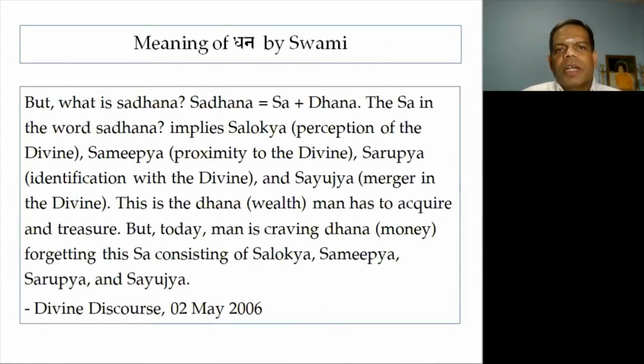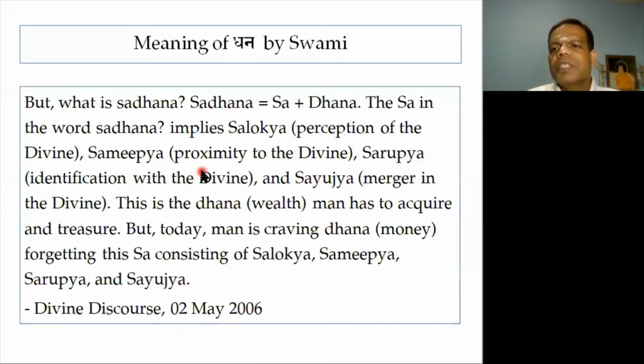So Swami is talking about sadhana. What is sadhana? Sadhana is sa plus dhana. The sa in the word sadhana implies salokya, samipya, sarupya, and sayujya. These are the four types of muktis or liberation. Salokya means perception of the divine, means you see or you are in the same world.